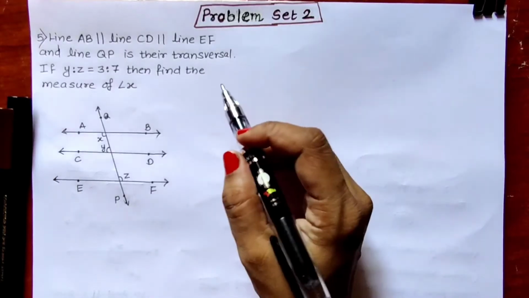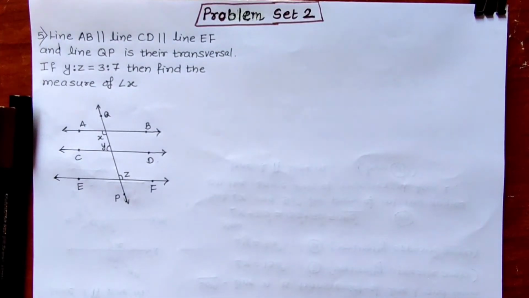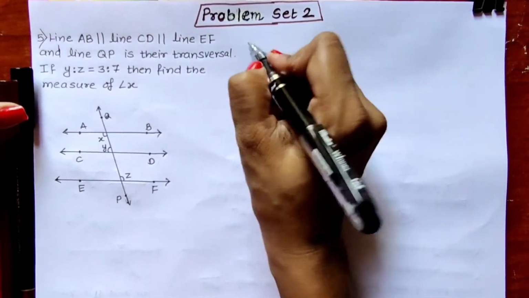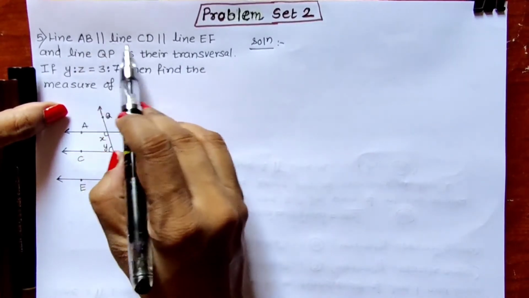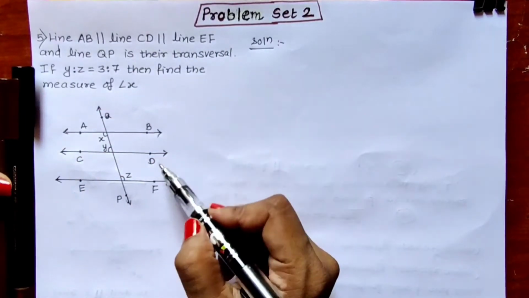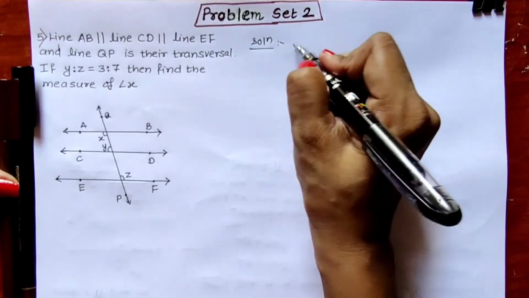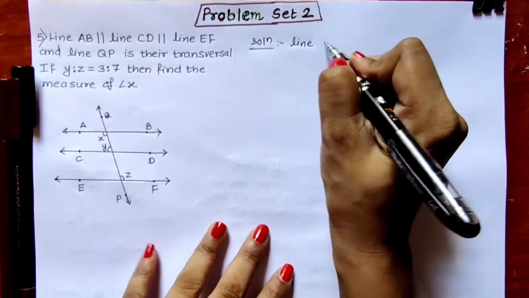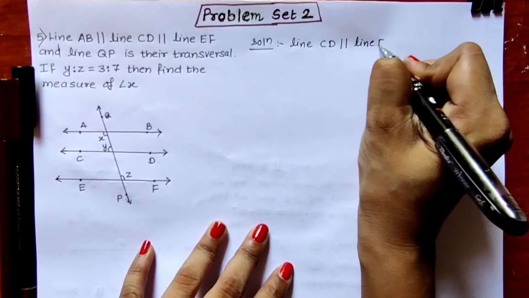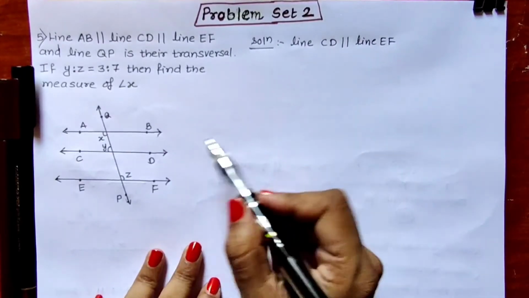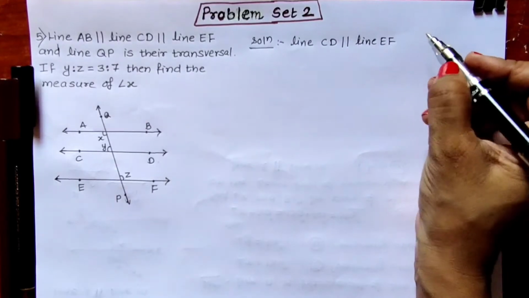As you all can see, I have written the question as it is on my page. Now let us solve this question. Solution. These 3 lines are parallel to each other. This is given to us. So first we will take these 2 lines, line CD parallel to line EF, and line PQ is the transversal.